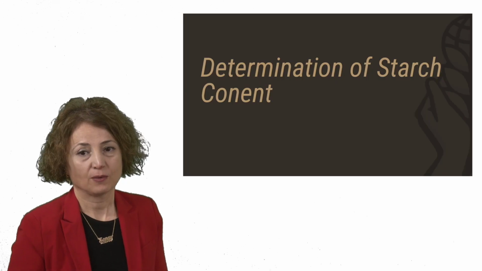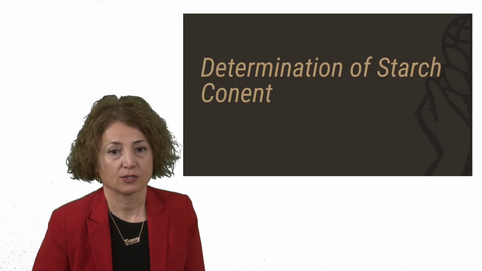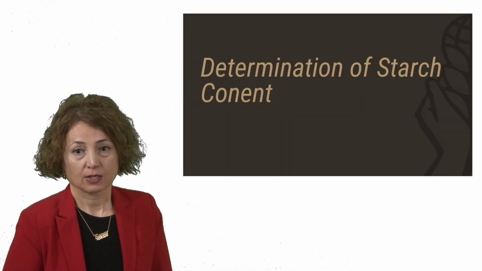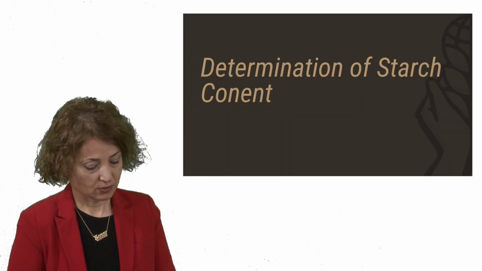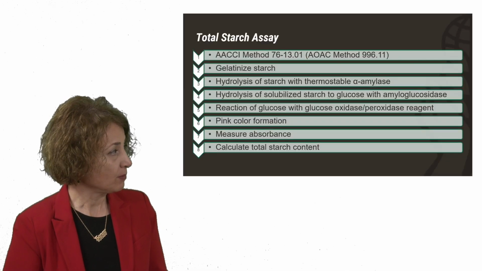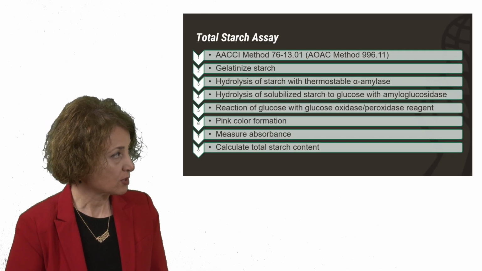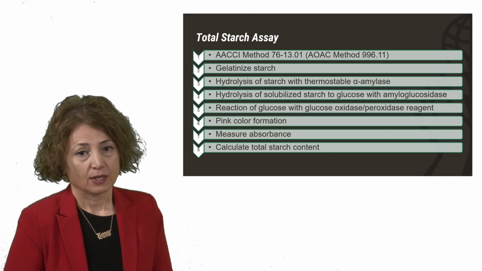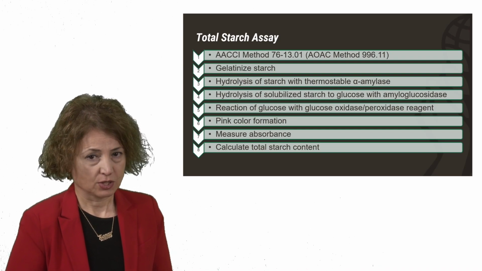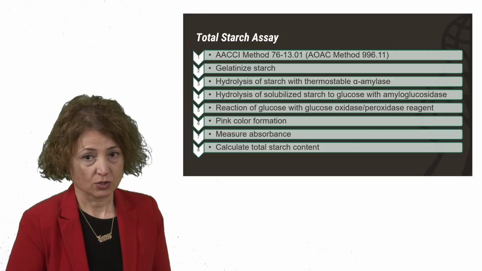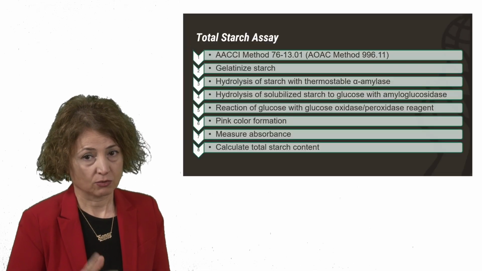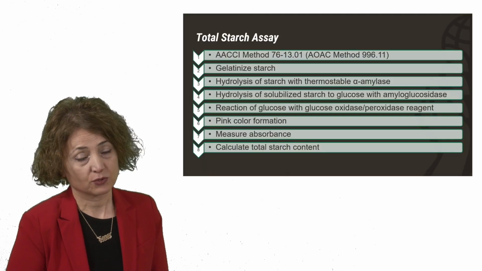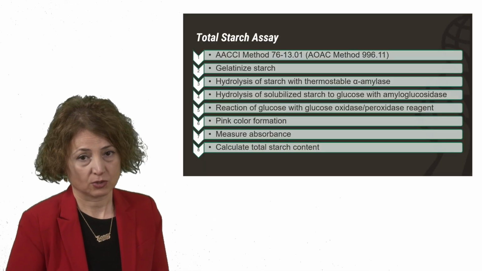Now that we know what starch and damaged starch are and why they are so important, we are going to talk about how we can determine the starch content. There are multiple methods, but the official method is the AACC method that we are going to talk about. AACC is the American Association of Cereal Chemists, and the AOAC method number is different, but they are the same method. This is a spectrophotometry-based colorimetric method.